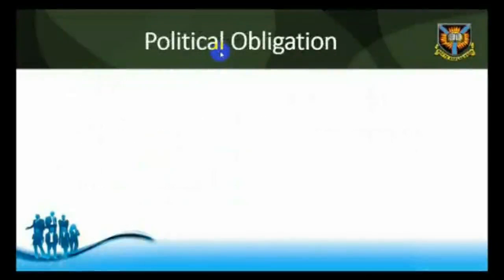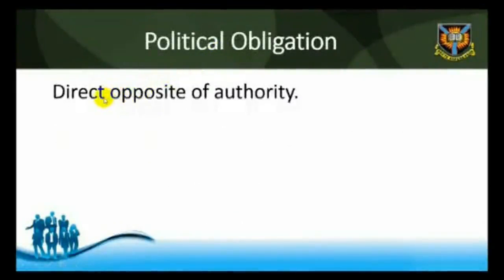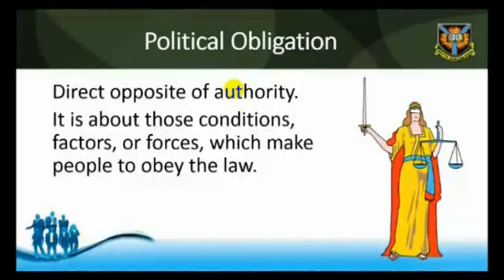Political obligation. Political obligation is the direct opposite of authority. When I was discussing the concept of authority with you in study session 3, I said it is based on rules with the general consent of the people. It discussed why those in power have the right to command. Political obligation, in another sense, is about those conditions, factors, or forces which make people to obey the law. It explains why the people obey the government of the country.